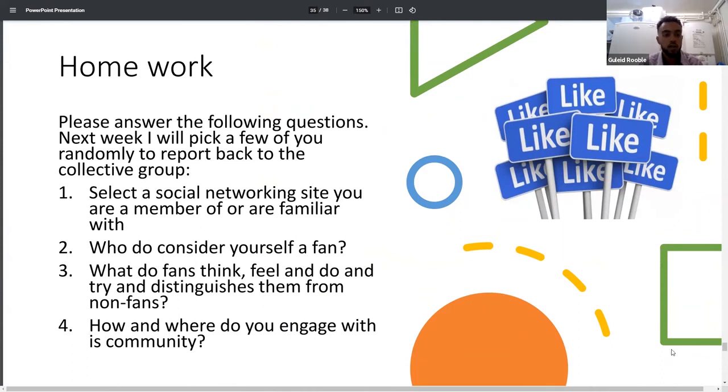Select a social networking site you are a member of or familiar with. Consider yourself as a fan. What do you think as a fan? Think, feel, and do. Ideally, you would like your customers to think, feel, and do something for your brand as well, and try to distinguish them from non-fans. And how and where do you engage with your community? So try and answer these questions for the next session. And if you want to share your ideas, then I can give you the opportunity to share your opinions on that as well.